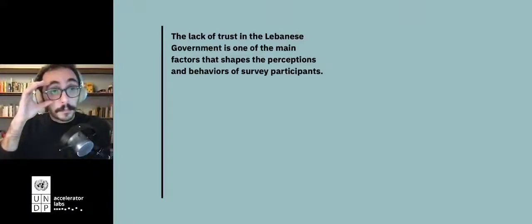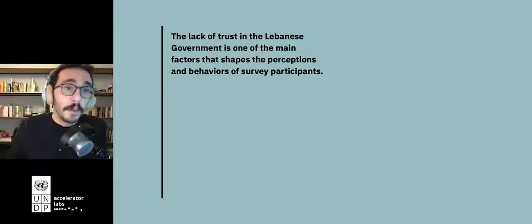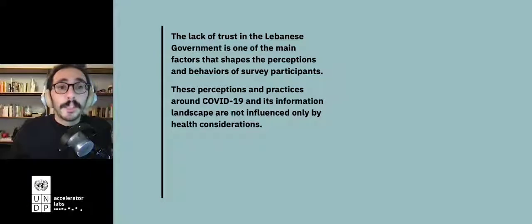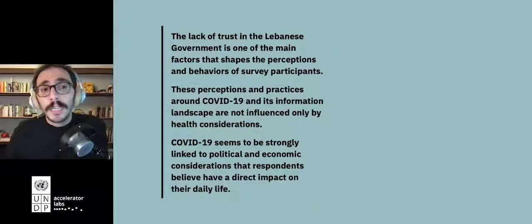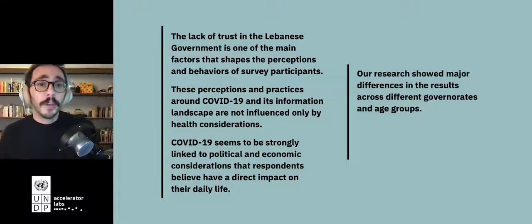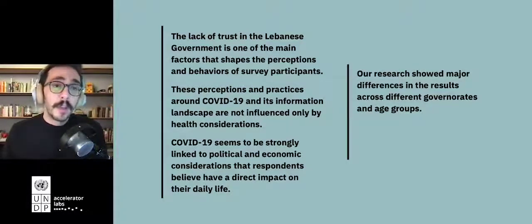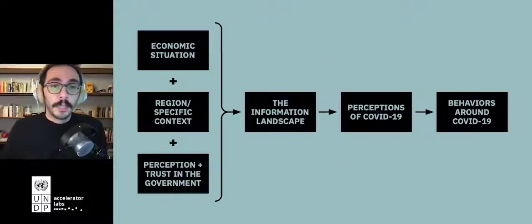I'll highlight here some of the major findings from this first phase. The lack of trust in the Lebanese government is one of the main factors that shapes the perceptions and behaviors of survey participants. These perceptions and practices around COVID-19 and its information landscape are not influenced only by health considerations, and COVID-19 seems to be strongly linked to political and economic considerations that respondents believe have a direct impact on their daily lives. Our research also showed major differences in the results across different governorates of Lebanon and across different age groups, and that a one-size-fits-all approach will not work for any sort of behavioral intervention in Lebanon.